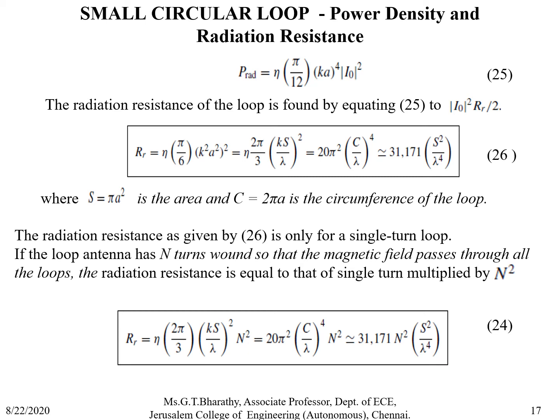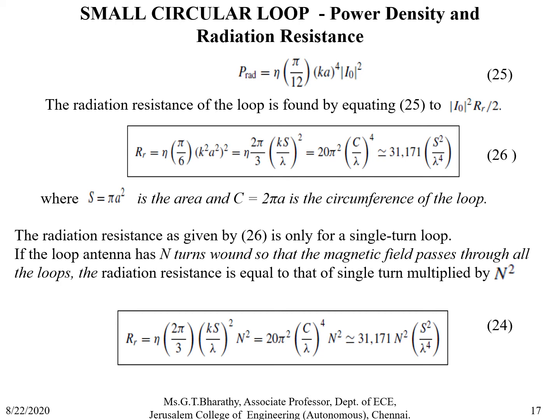The radiation resistance of the loop is obtained by equating the power radiated to the term magnitude of I naught the whole squared Rr by 2, where R suffix small r is the radiation resistance. The radiation resistance is obtained as Rr is equal to eta pi by 6 [Ka] square the whole square.